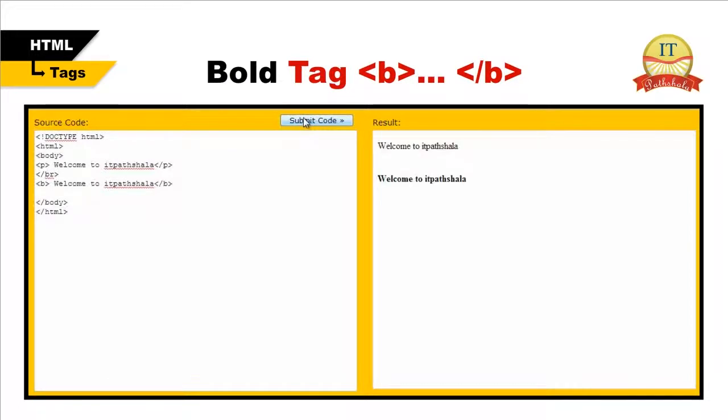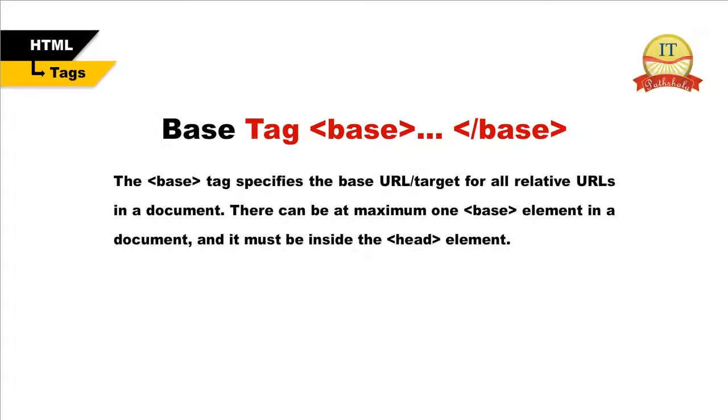You would also see BR tag being used in this example. You need not to worry about it as we will discuss this tag later. However, for now, you must remember that BR tag is used to give a line break between two lines. Base tag. The base tag specifies the base URL for all relative URLs in an HTML document.